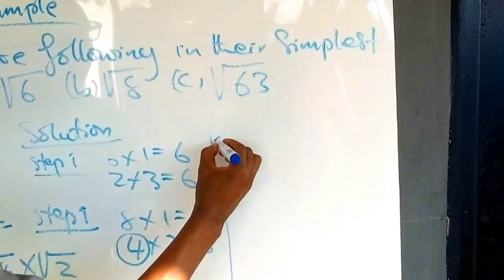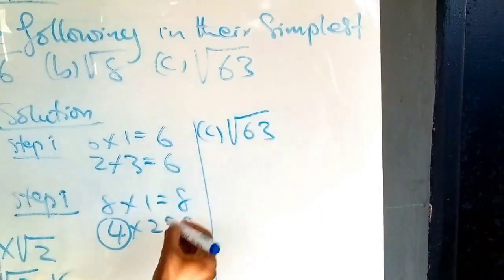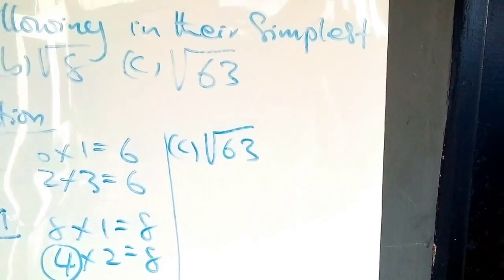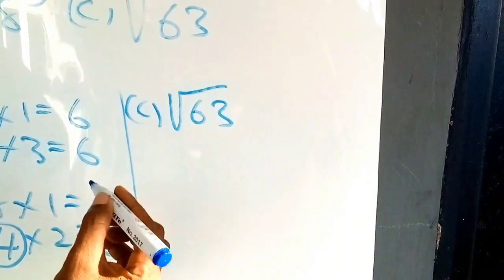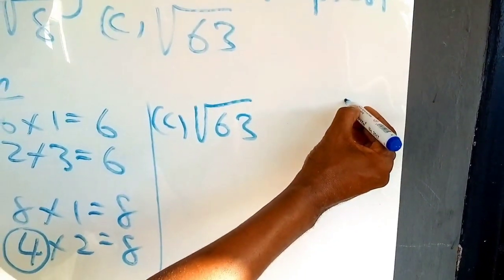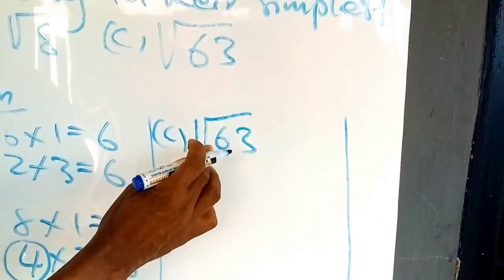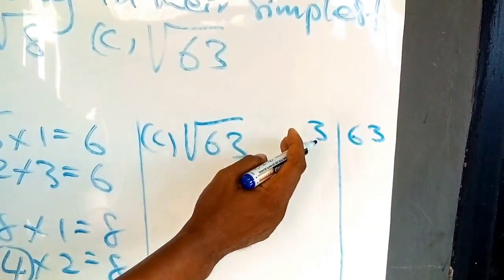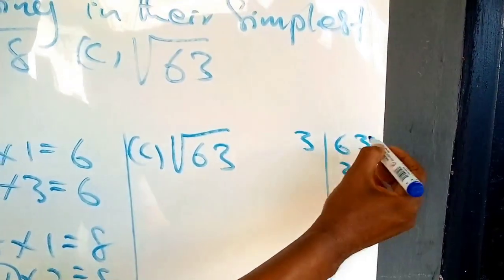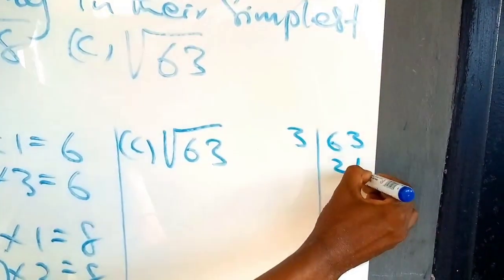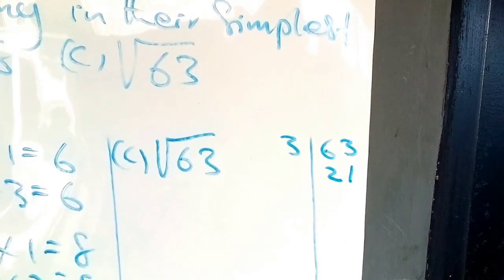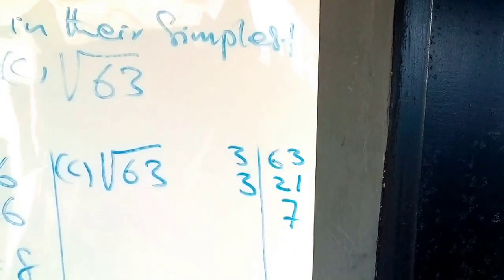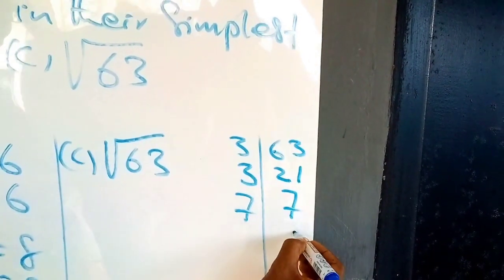Okay, let's look at C, root 63. Like I said, the process is what are the factors of 63? Well, I don't want to take much of our time. We know you can do that by using a simple method. Find the lowest number that can divide 63, which is 3. 3 divides 6, 2. 3 divides 3, 1, that will give us 21. 3 can divide further. 3 divides 21 will give us 7. Then 7 divides 7, 1.